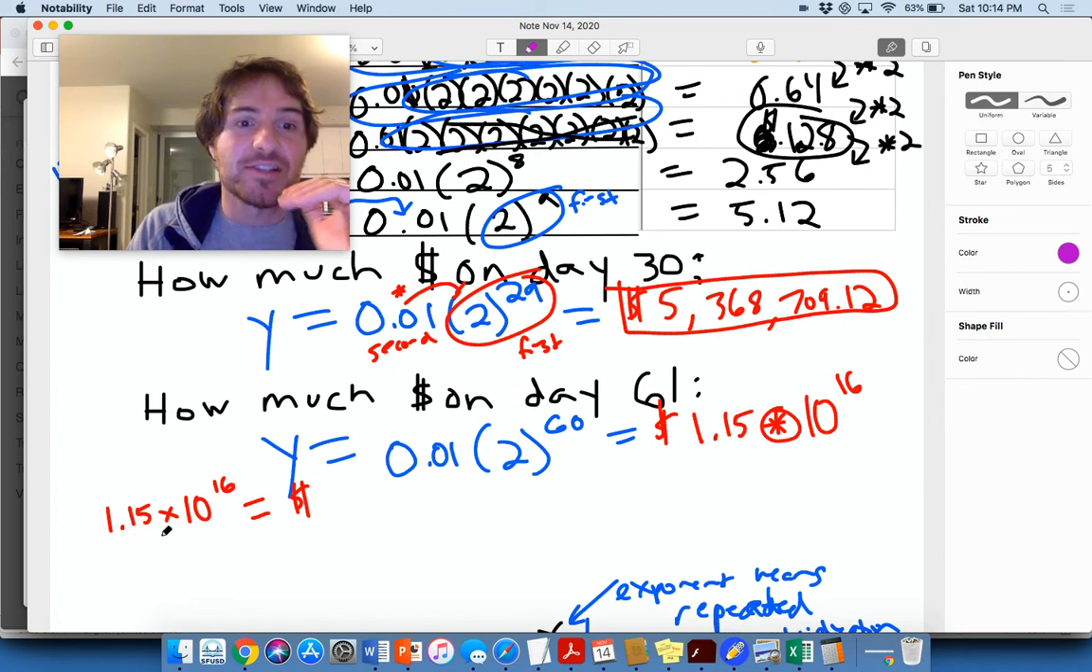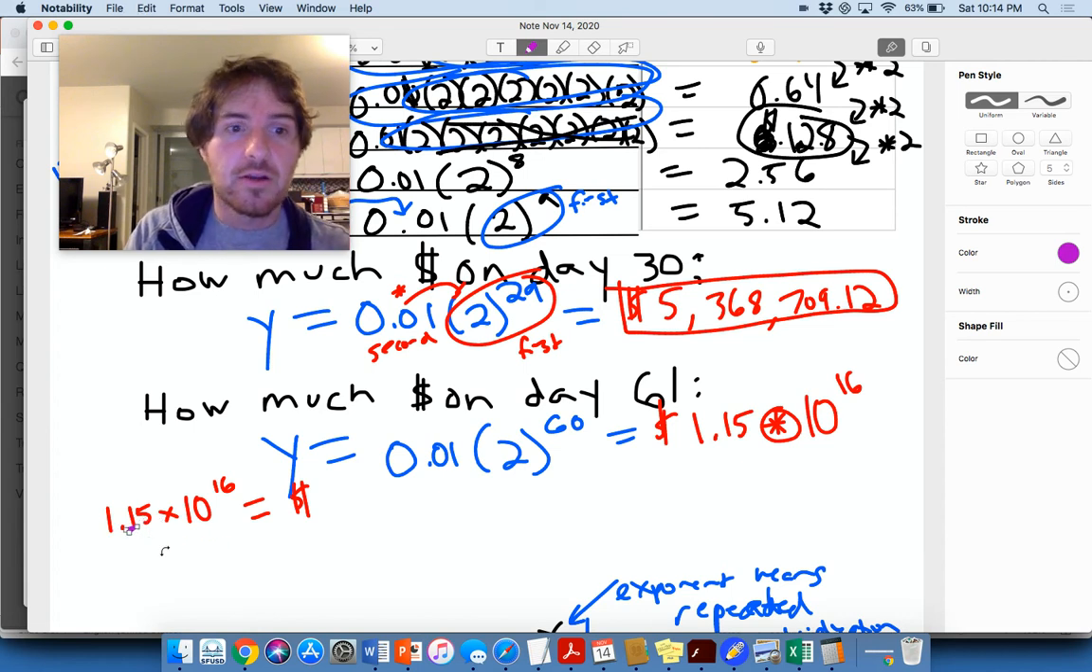Okay, I got to move this 16 spaces because if you multiply something by 10, right? If I multiply 1.15 by 10, I'd have 11.5. It's like multiplying 1 by 10 gives you 10. Multiplying 1.15, which is a little bit bigger than 1, is going to be a little bit bigger than 10. So like 11.5. That's multiplying by 10 once. 10 to the second power would be multiplying something by 100. So 1.15 would become 115.